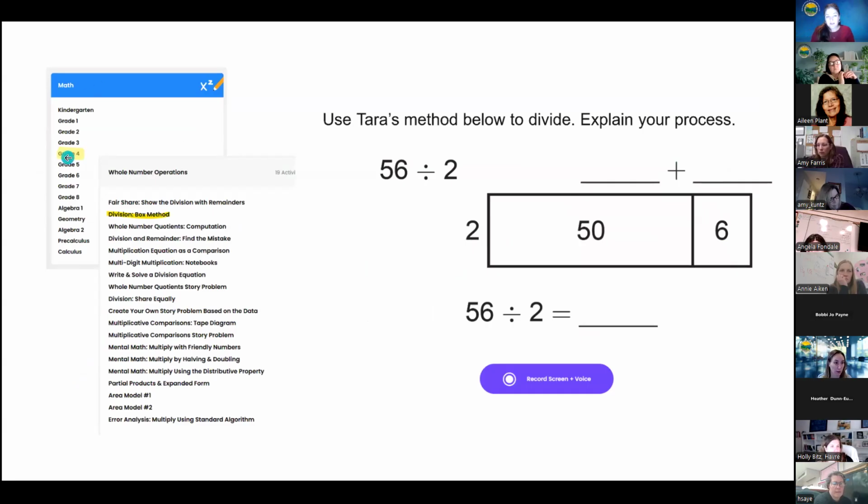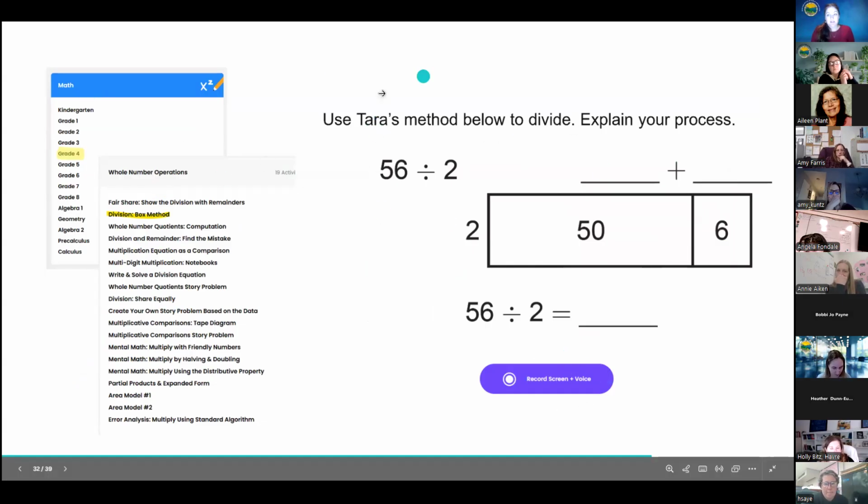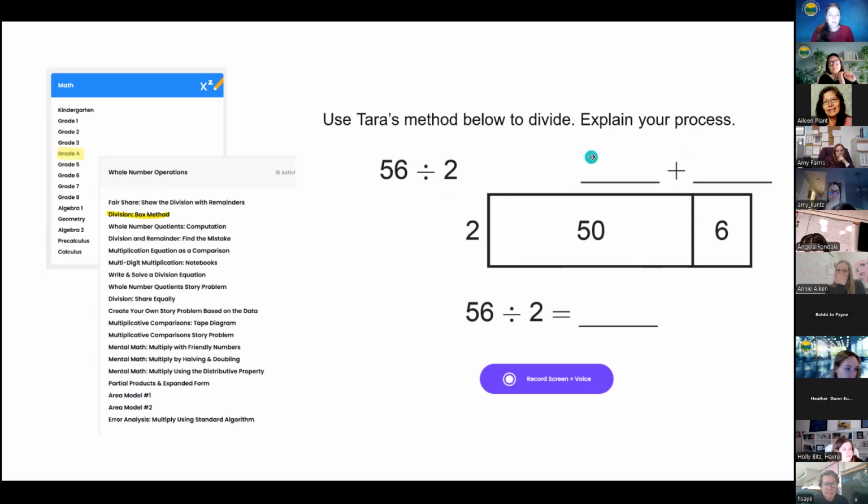You can click a grade level. They have a whole bunch of different tasks, and then they give the student a task, and the student has to record their response. And this is like a virtual workspace. So the kiddo can use a highlighter, marker. There's an equation tool in there. It does go all the way from kindergarten to calculus.